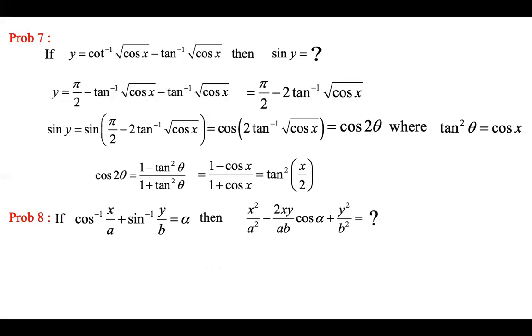For the function cos inverse x by a plus sin inverse y by b is equal to alpha, simply apply the cos on both sides. Here you remember one trick for calculation. In the given question, if one cos inverse and one sin inverse are there, apply the cos on both sides, and the calculation becomes so simple. If both are cos inverses or both are sin inverses, apply the sin on both sides, and the calculation becomes so simple.